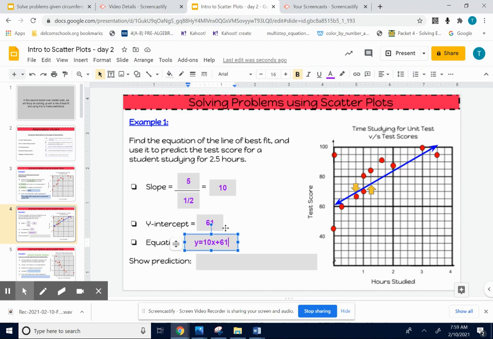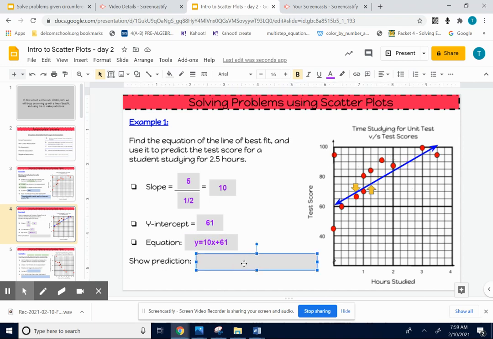Okay, make a prediction from your equation, the test score for studying 2.5 hours. Okay, so they're giving us 2.5 hours. They want us to predict the test score. Of course, you could look at the graph. You could find 2.5 hours, kind of go up here, straight up, straight over. Looks like about 90. Okay, you could actually use the graph, but they want you to use the equation.